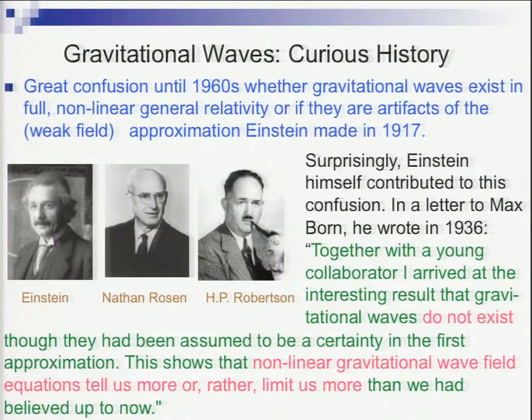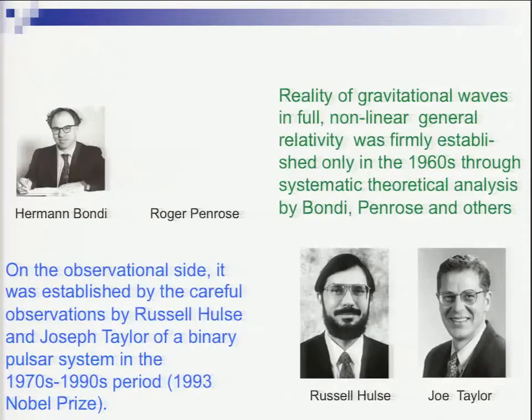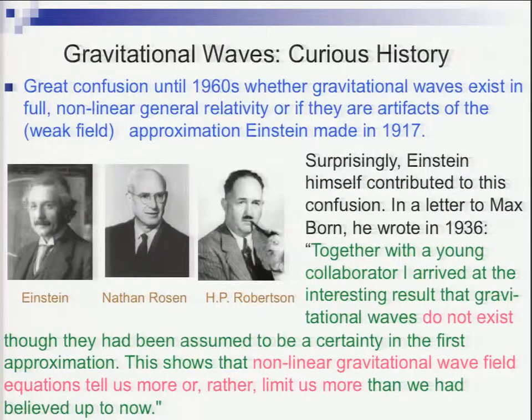You see, in electromagnetism, you talk about radiation, and that falls like 1 upon r. But what you mean by 1 upon r is itself determined by geometry. And geometry itself is a dynamical entity in general relativity. So therefore, there's a confusion. Right? What exactly does one mean by 1 upon r, and do you in fact have gravitational waves in full general relativity? And so there was great confusion until the 1960s over whether gravitational waves exist in full nonlinear general relativity, or if they are actually artifacts of the weak field approximation that Einstein had made.